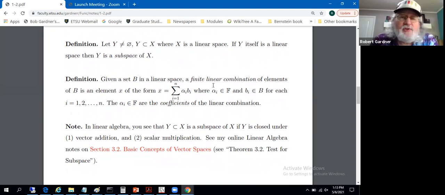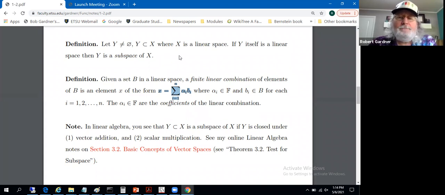Here come some more definitions with which you're familiar. Given a set B in a linear space, a finite linear combination of elements of B is an element X, a vector, of the form X equals the sum from i equals 1 to n of alpha sub i times b sub i, where the alpha sub i are scalars and the b sub i's are from this set B of vectors. The alphas are called the coefficients of the linear combination, and hey, that's what puts the linear in linear algebra, is linear combinations. So if we're talking linear spaces, it ain't surprising that we're encountering this stuff again.